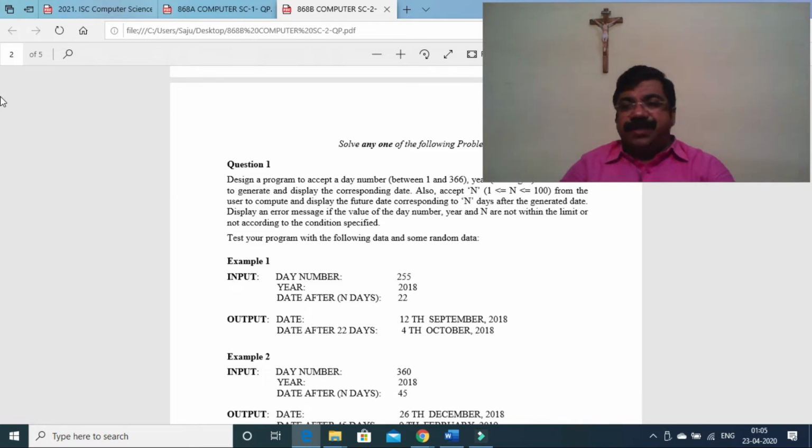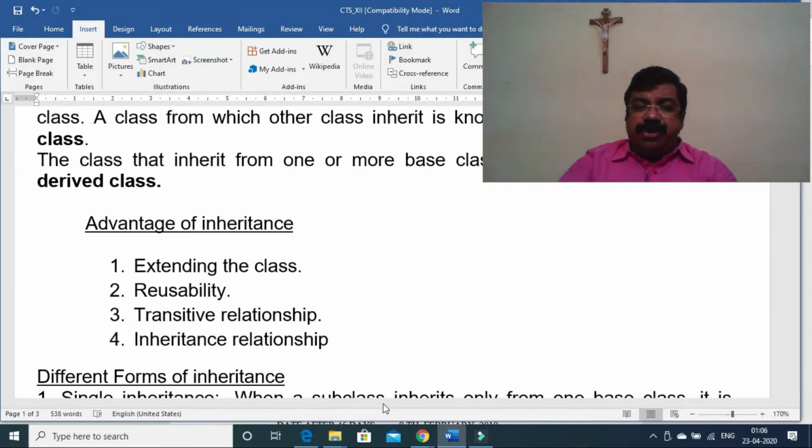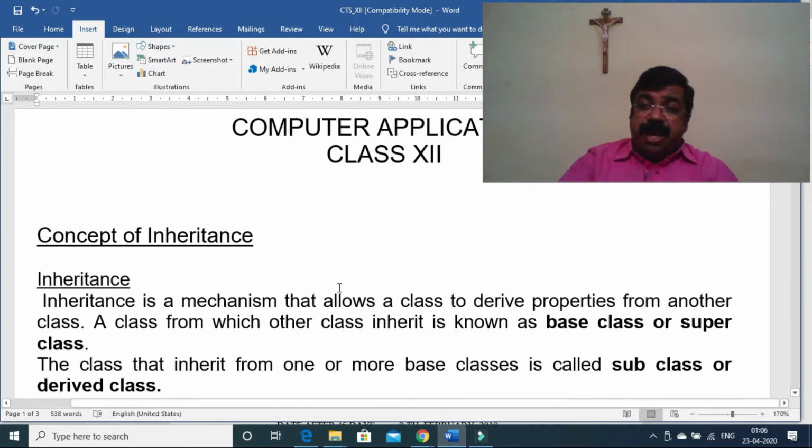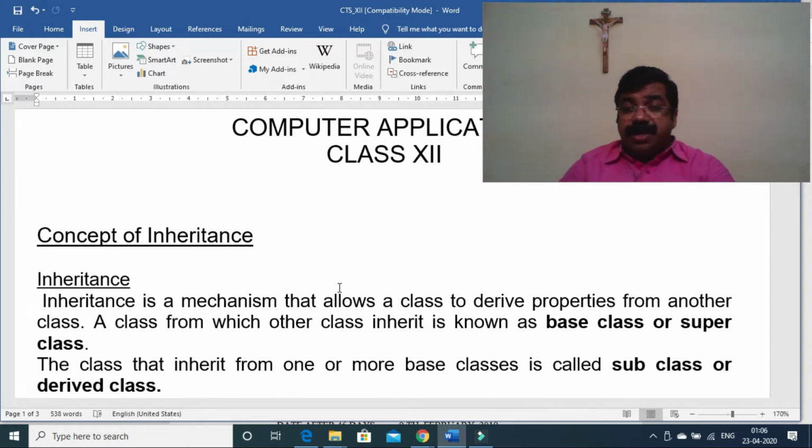What is inheritance? You know, inheritance is one of the concepts of object-oriented programming. You have already studied the different concepts of the OOPS, object-oriented programming. We know their abstraction, encapsulation, inheritance, polymorphism, modularity, etc.